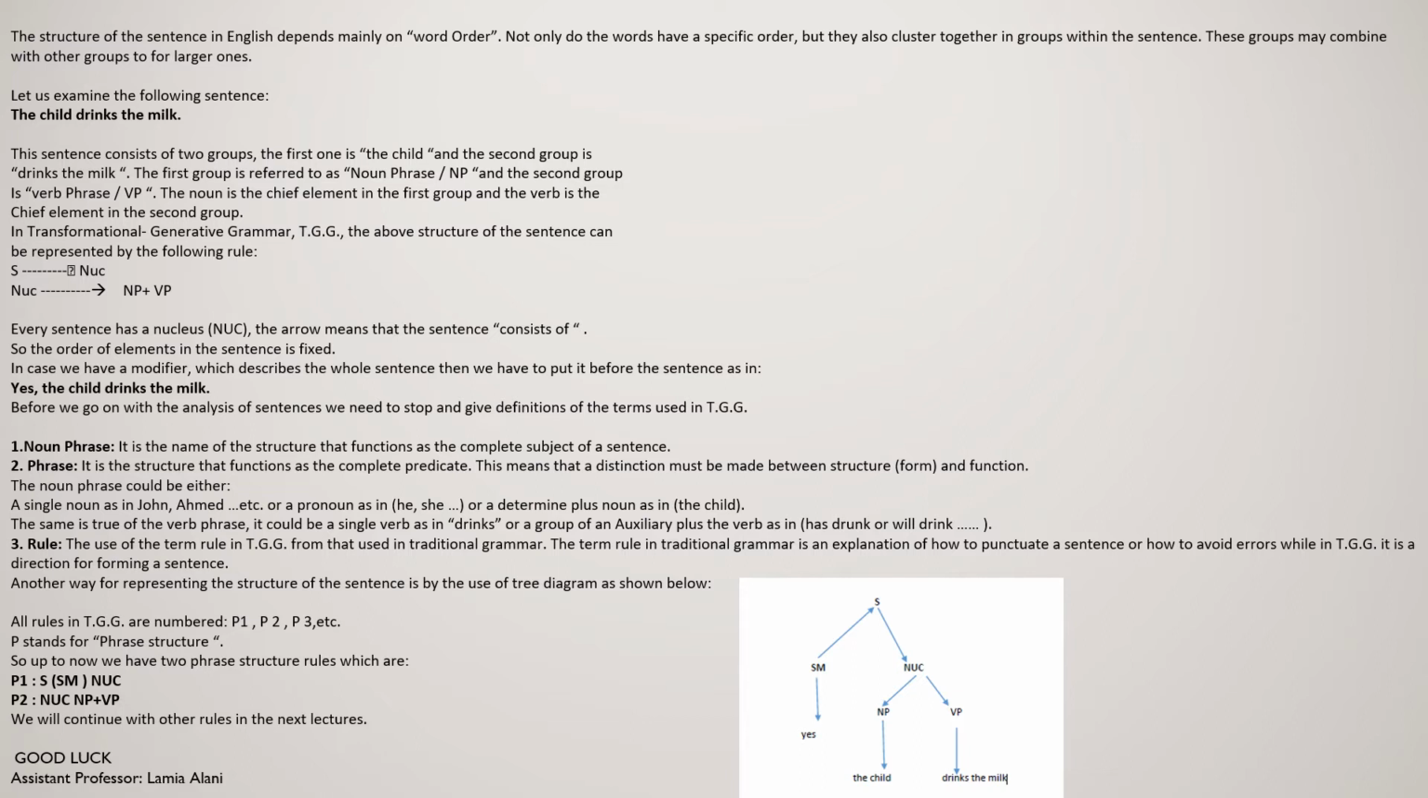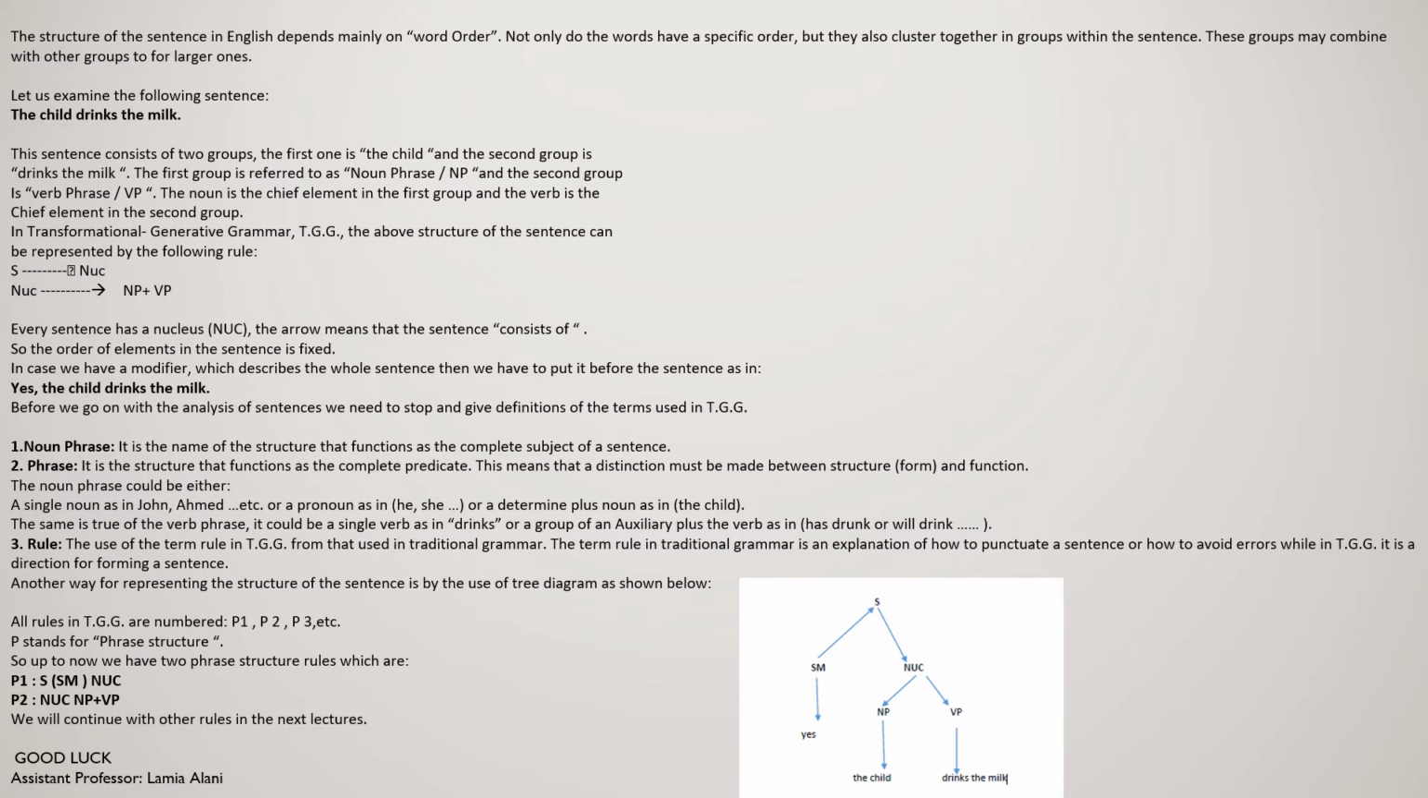But sometimes we have a modifier which describes the whole sentence, not only the noun phrase, not only the verb phrase, but the whole sentence, as in yes, the child drinks the milk. Here, yes is a modifier. You know the meaning of modifier, a kind of description, which describes the whole sentence. Then we have to put it at the beginning of the sentence, and it is separated here by a comma. Yes, the child drinks the milk. So here we have modifier and then we have noun phrase.